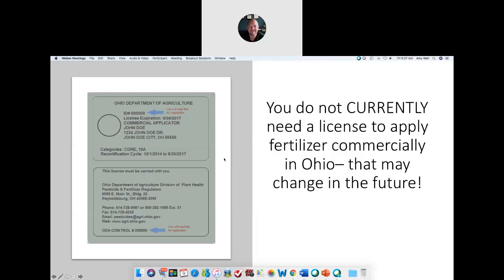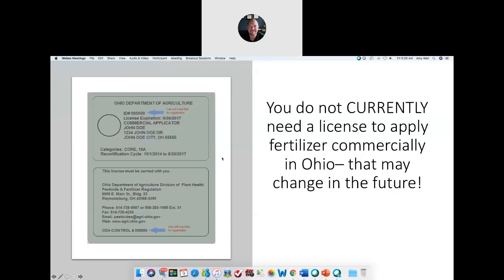So those would actually be sanctioned under your commercial applicator's license. Straight fertilizer for the moment is not. So if you happen to work somewhere and all you're applying is a granular fertilizer, you do not need to currently be licensed for that. But again, that may change.